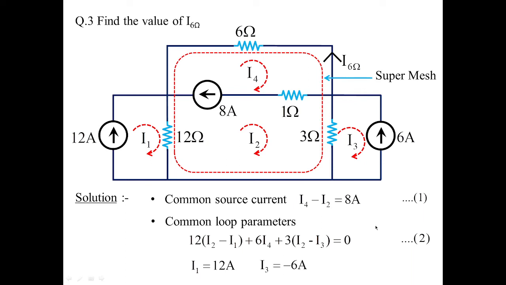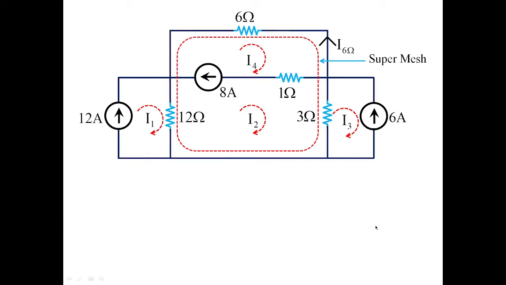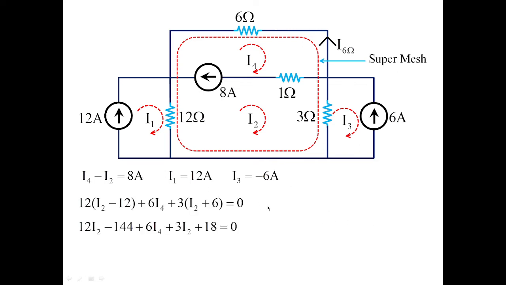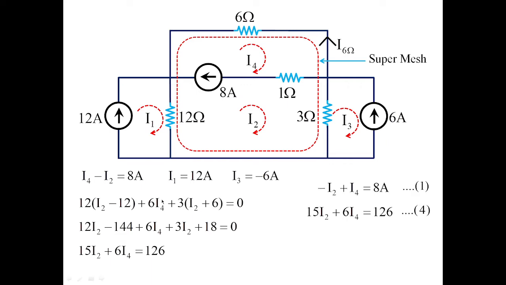Already you can see I1 and I3 are obtained. So with this information, that is I4 minus I2 equal to 8 amperes, I1 is equal to 12 amperes, and I3 equal to minus 6 amperes, you need to substitute these values in equation 2 to get the answer of the second equation, which is giving us 15 I2 plus 6 I4 equal to 126. So you have now two new equations. Already we got the value of I1 and I3.